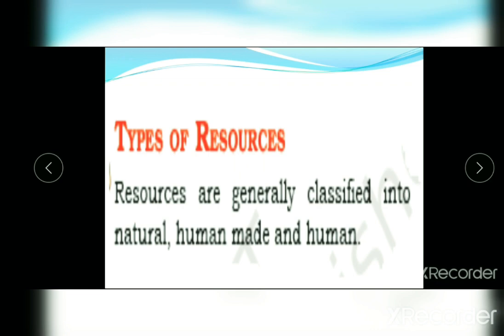So, types of resources. Resources are generally classified into natural, human made, and human. Natural can be said as fruits and vegetables. Human made, as we have read now, that if fire was discovered, after fire we invented cooking, or we started practicing cooking also. And human, as we all know.